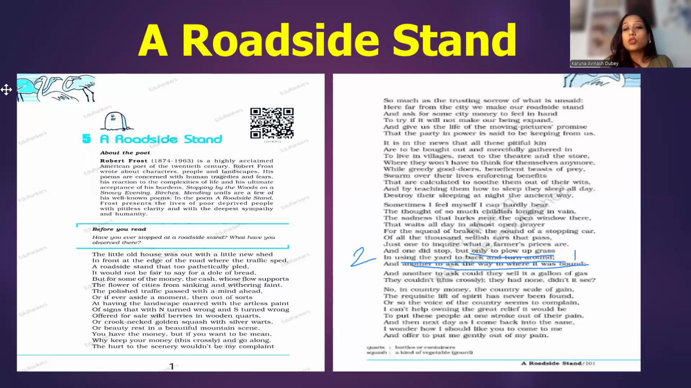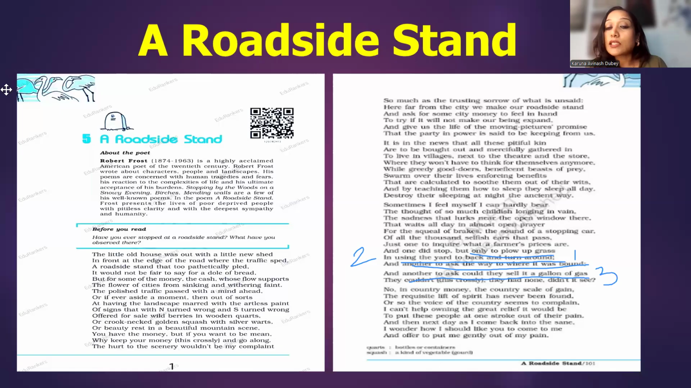And another to ask could they sell it a gallon of gas. Alliteration. So why did the third car stop? To ask if they have gas as a commodity, because they are out of gas, so if they could sell the gas to them. Now they couldn't. Crossly, they had none. Again the villagers are cross. They are angry. If we had that luxury of selling gas, then why would we sell berries? Their point is that if they had that commodity to sell, it would not be like this.